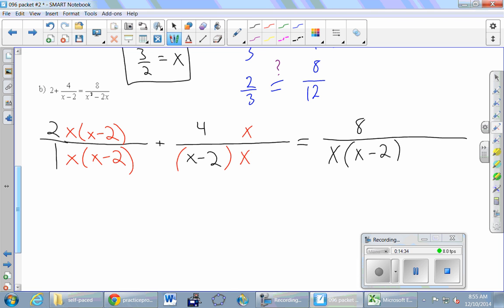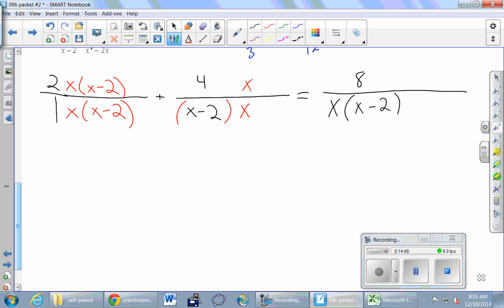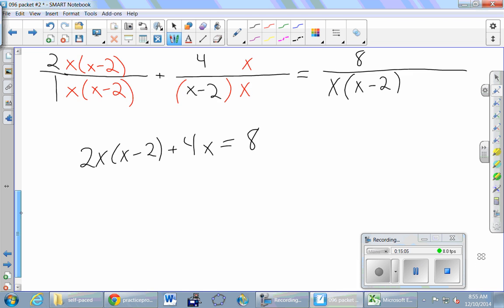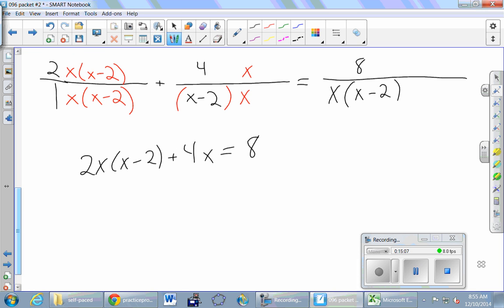And so one of the two key ideas from today is, at the moment you have all those denominators the same, what do you do to both sides? Multiply by that denominator, and the effect is they all disappear. Every single denominator disappears here. So we're just going to write what was upstairs: 2x(x minus 2) plus 4x equals 8. So much easier. Basically that's just reading the numerators straight across. All those denominators disappear.